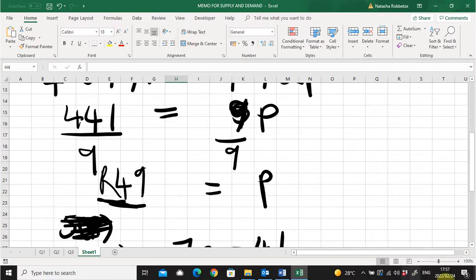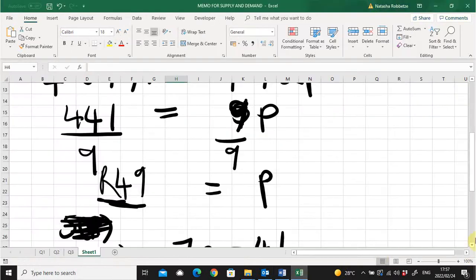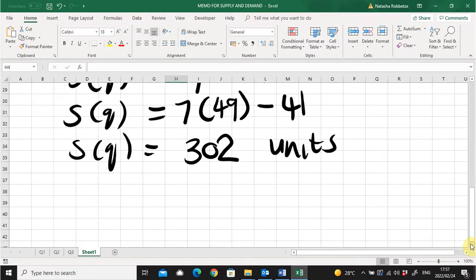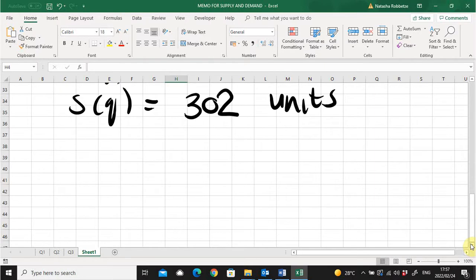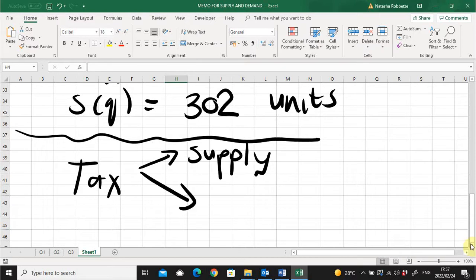Right, in 4.2, they now impose tax, right? So there's a 5 Rand tax to be imposed. And what do we know about tax? Well, the two things that are important to remember is that if we have a situation where there's tax, firstly, it's going to affect supply only, not demand. And tax will be minus from the price. So it's going to be the price minus the tax.